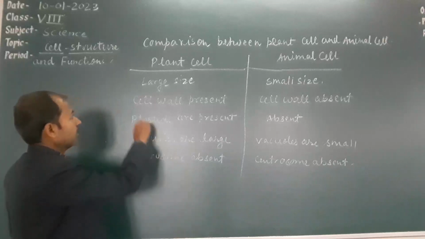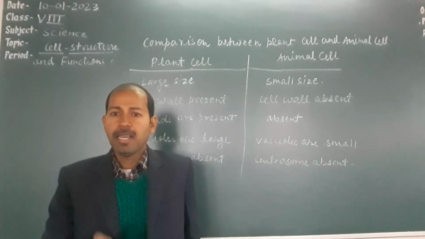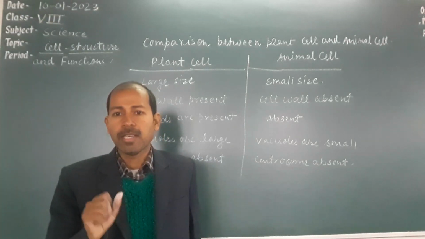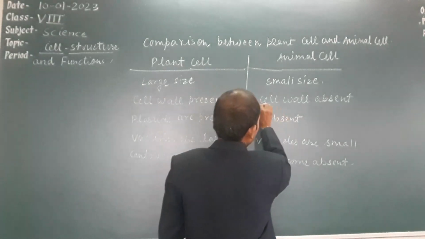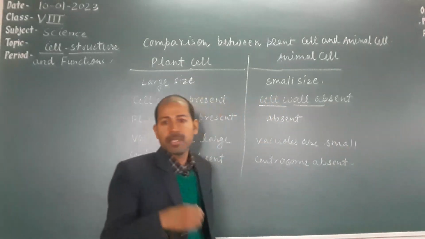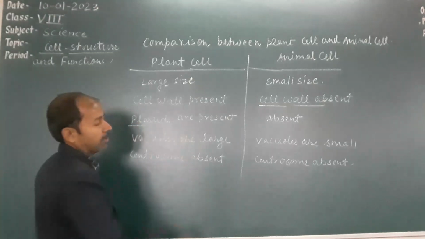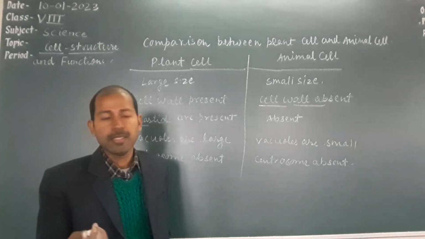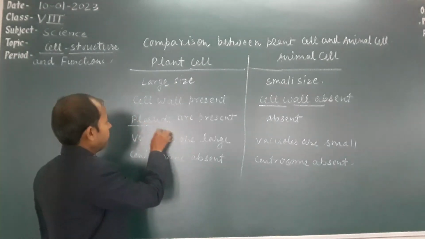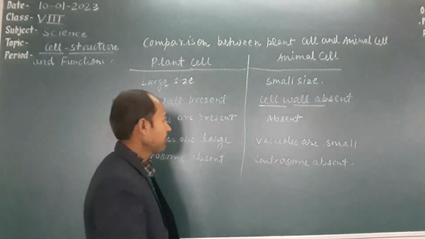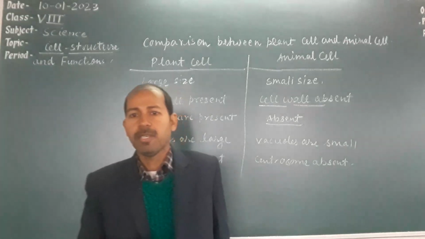The second parameter is the cell wall. Cell wall is present in plant cell, and it is the special characteristic of plant cell, the presence of cell wall. But in the case of animal cell, cell wall is completely absent. Third parameter is plastids. I have discussed plastids. Plastids are only found in the plant cell. So we can say plastids are present in plant cell, but in the case of animal cell, plastids or any colored pigment is totally absent.